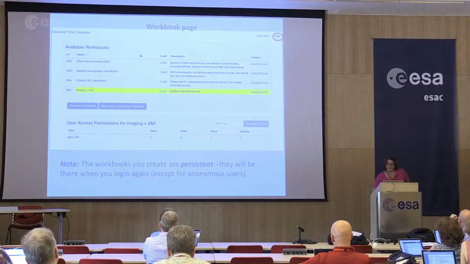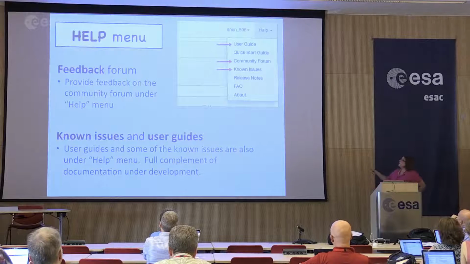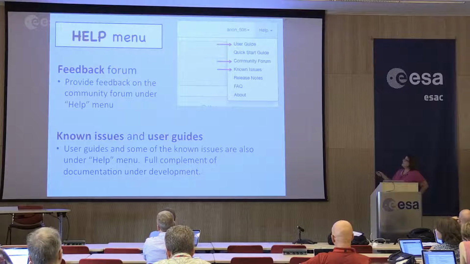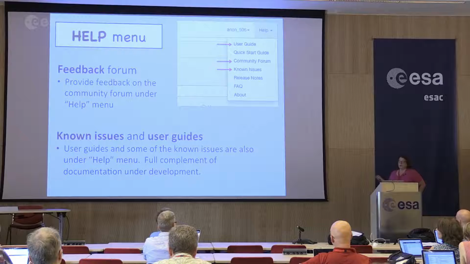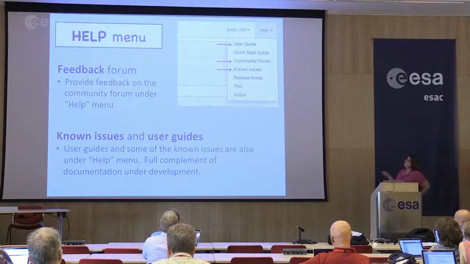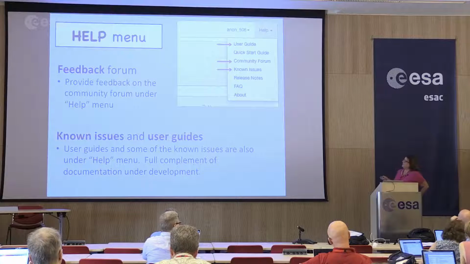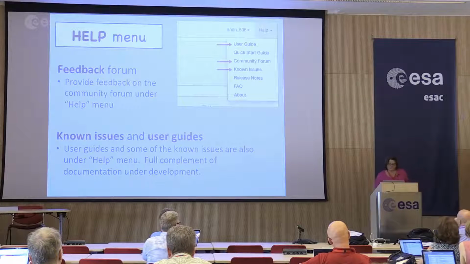If you click on help, you have a pull-down menu of possibilities here. There is now a user's guide there with a general overview of how the ETC works. I was able to find the answer to one of the questions that was actually asked this morning about the background, so there is useful information there. There's a quick start guide. I don't know if that's actually finished yet or not. This is where you would provide feedback in the community forum area. And then there's a list of known issues, if you're finding that you're getting bogged down and don't understand the way something works.